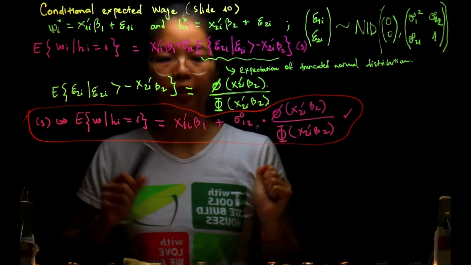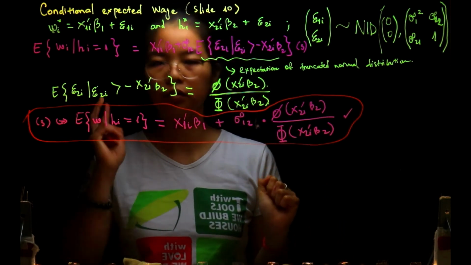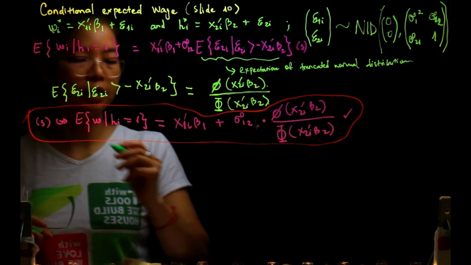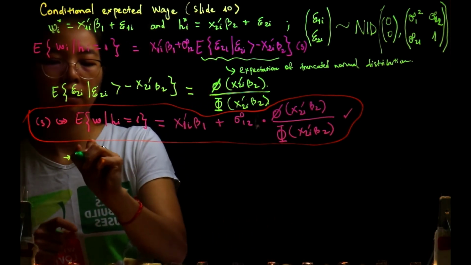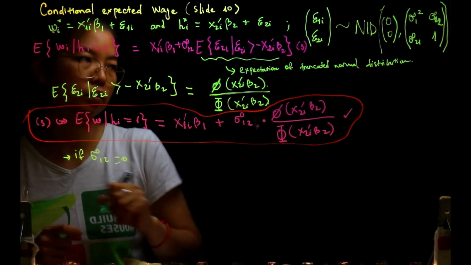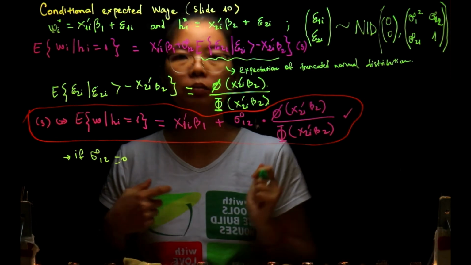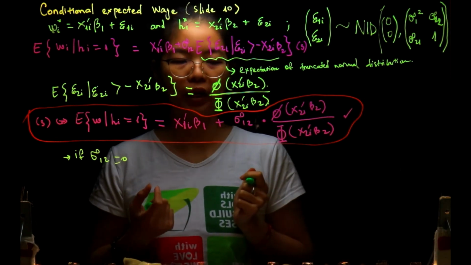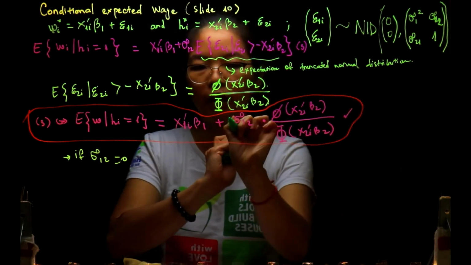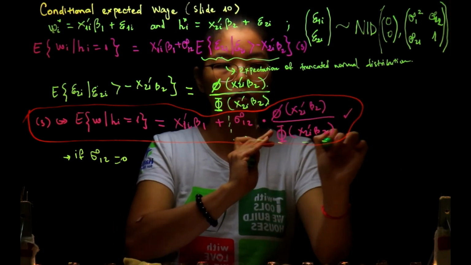So now, several things to notice. Actually, only two main things. The first point is: if sigma 1,2 equals 0, meaning these two error terms are uncorrelated, what happens? The whole thing here will be 0, right? The whole part over here will be 0.